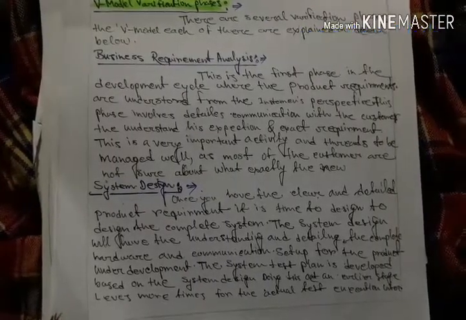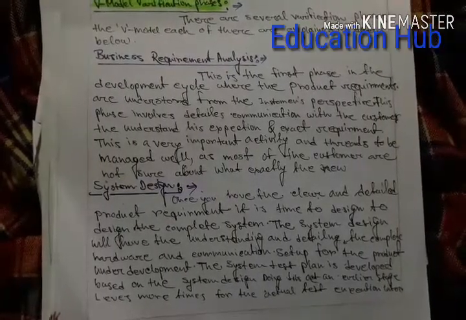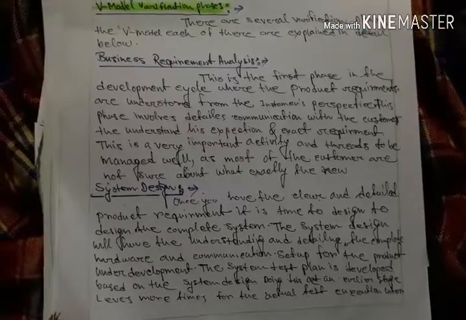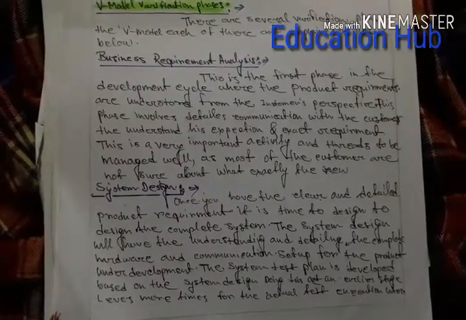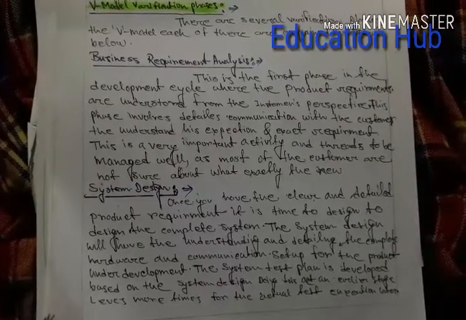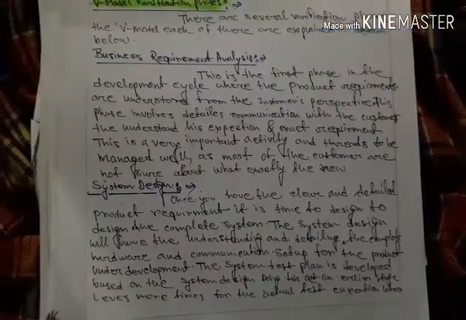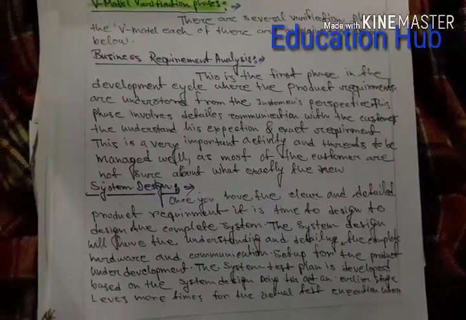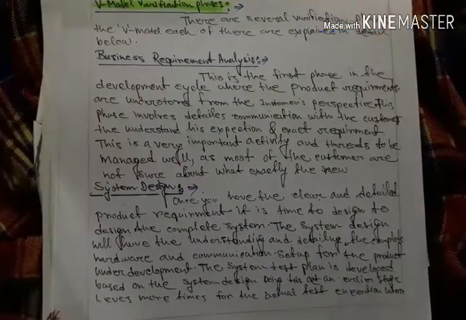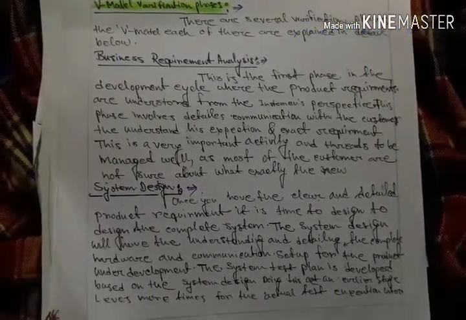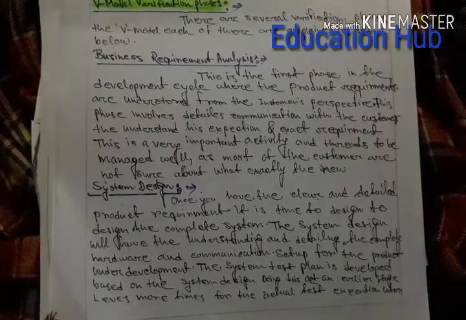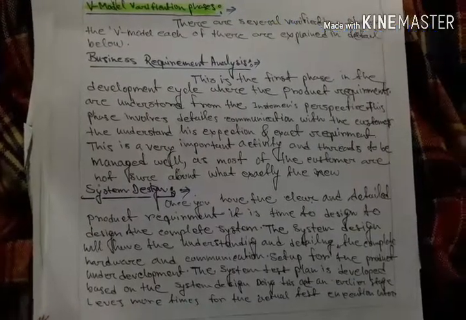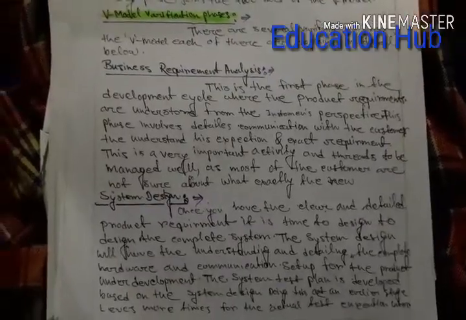try to clarify and make it clear and define the product requirement. It is the time to design what will be understood by the system. In this phase, all the hardware and the communications are set up for the product, and the system is designed to fulfill the needs of customers, based on the criteria. This is our system design.